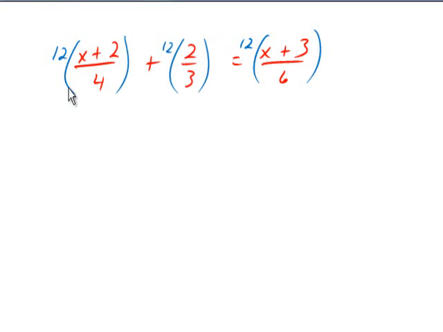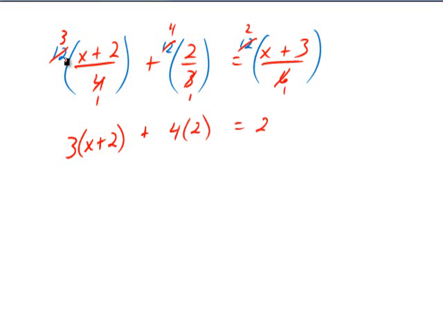If I reduce each fraction, 12 and 4 cancel down to 3 and 1, so I have 3 times x plus 2. 12 and 3 cancel down to 1 and 4, give me 4 times 2. And 12 and 6 cancel down to 2 and 1, leave me with 2 times x plus 3. Again, in one step, I don't have any more fractions. I have a simple linear equation that I can solve.